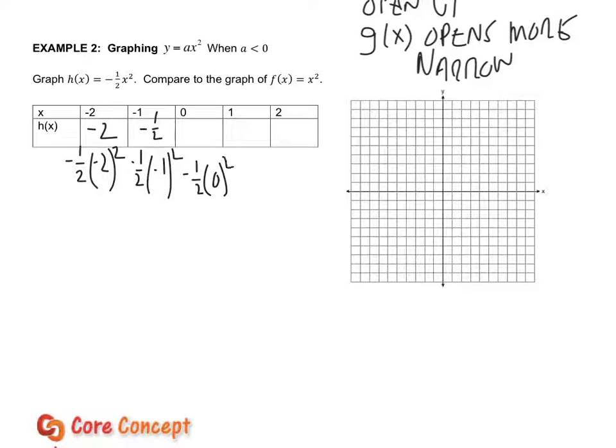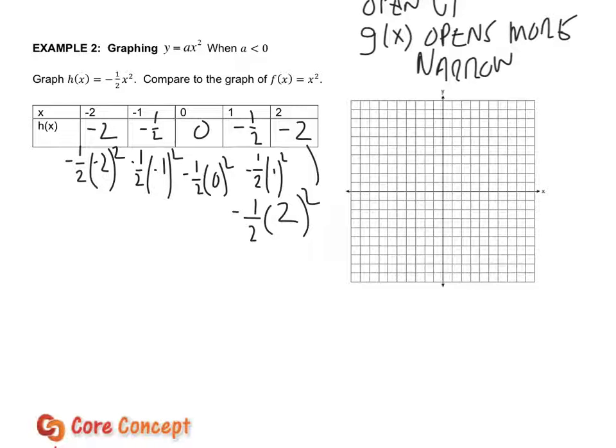Same idea when I do this 0. When I square it, it becomes 0. The whole thing is a 0. When I plug in the 1 and square it, I still get the negative 1/2. And this last one over here, if I plug in a 2, I get 4, and when I multiply, I still get negative 2. Again, we can see we started seeing doubles of our y values, which shows that we've reached the bottom or the top, and now we've kind of seen it come back around.